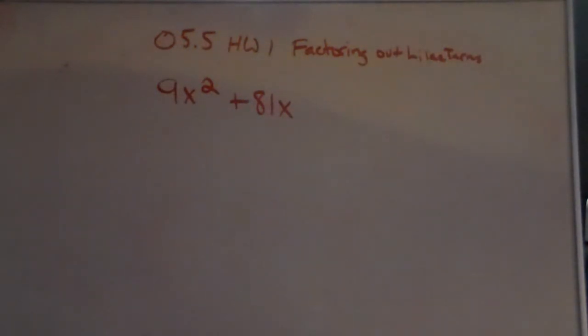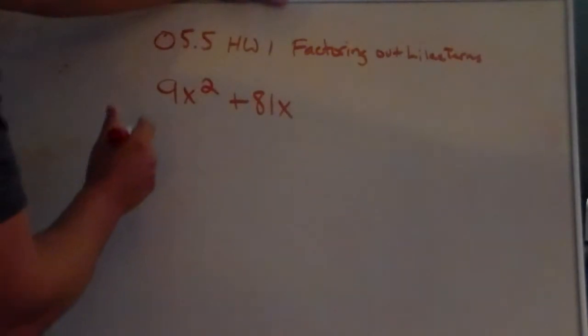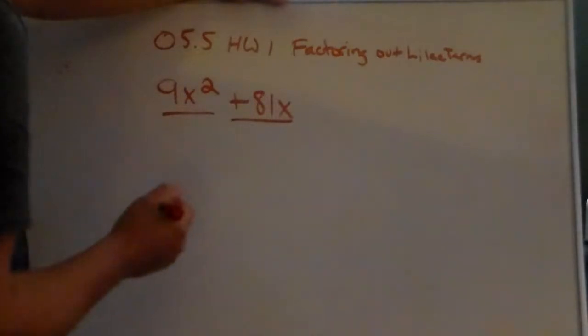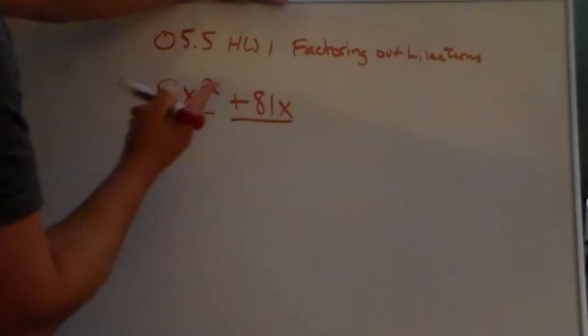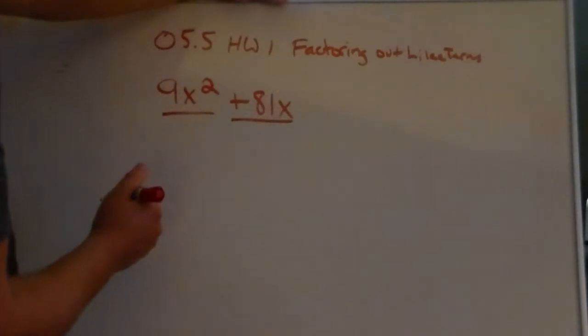Alright, ladies and gentlemen, this is 5.5 HW1, factoring out like terms. And we got 9x squared plus 81x. So now, our goal is to factor. This is problem number 1 here. Our goal is to factor out as much as we can from these two terms here. We have 9x squared, that's one term, and then plus 81x is the second term here.